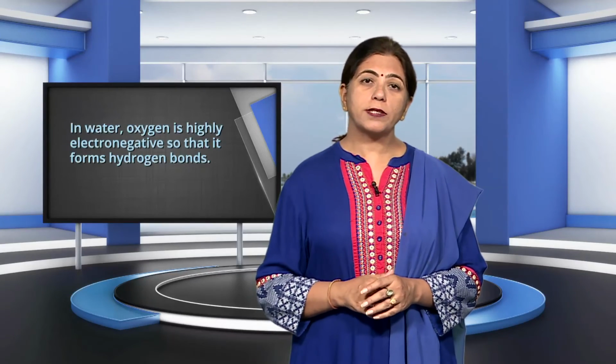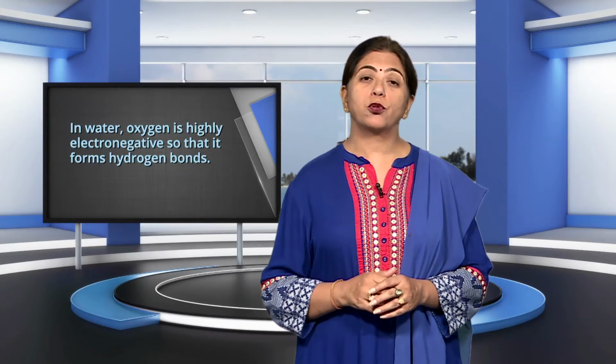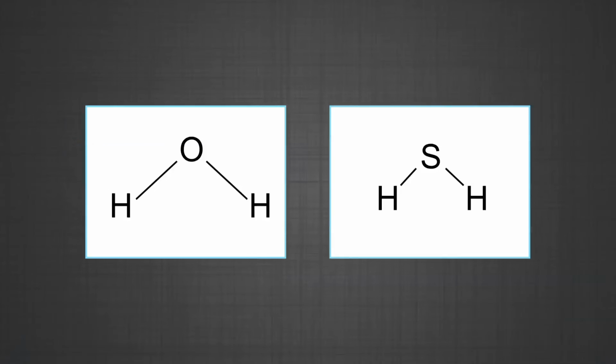In water, oxygen is highly electronegative, so it forms hydrogen bonds. As a result, the molecules of water get associated with one another and this raises the boiling point of the water. Consequently, water exists as a liquid at room temperature. On the other hand, the electronegativity difference of the atoms in H2S is less and hydrogen bonding in H2S is almost negligible. As a result, H2S is not associated and exists as a gas at room temperature.